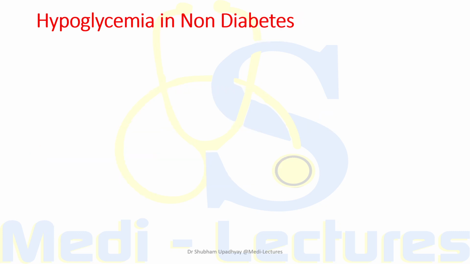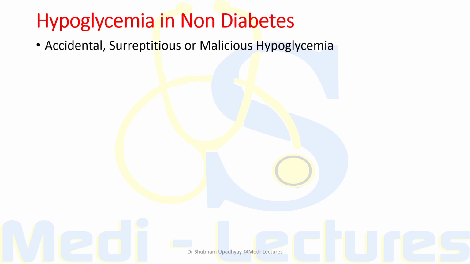Other than this, there can be accidental, surreptitious or malicious hypoglycemia. Surreptitious means factitious hypoglycemia, that is, the patient is consuming the medications for unknown reasons, and this is termed factitious hypoglycemia. And malicious is to harm someone. So to harm someone, someone has injected insulin or given sulfonylureas, which can also lead to hypoglycemia. Rarely there can be pharmacy or medical errors which can lead to hypoglycemia.